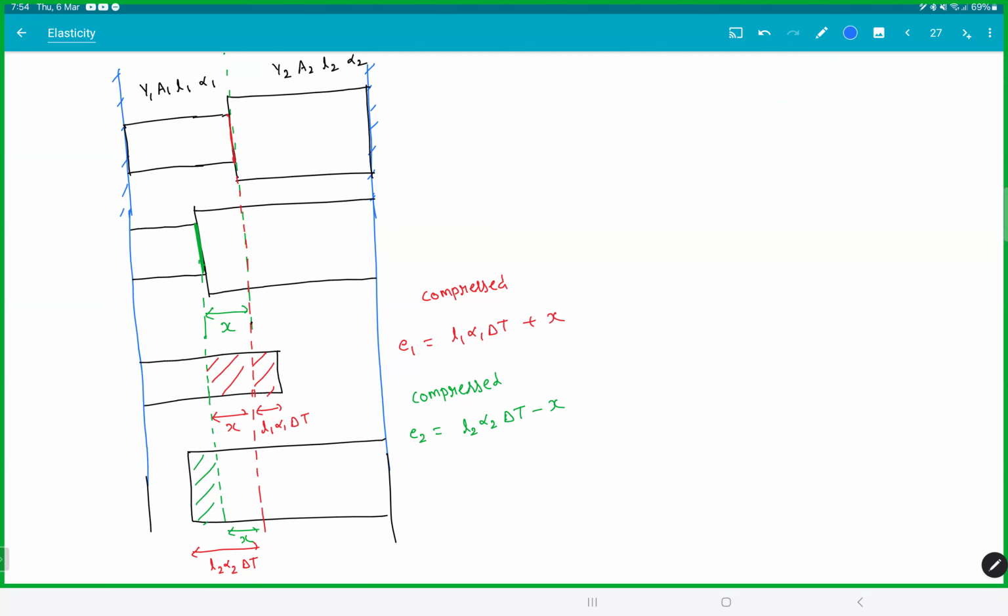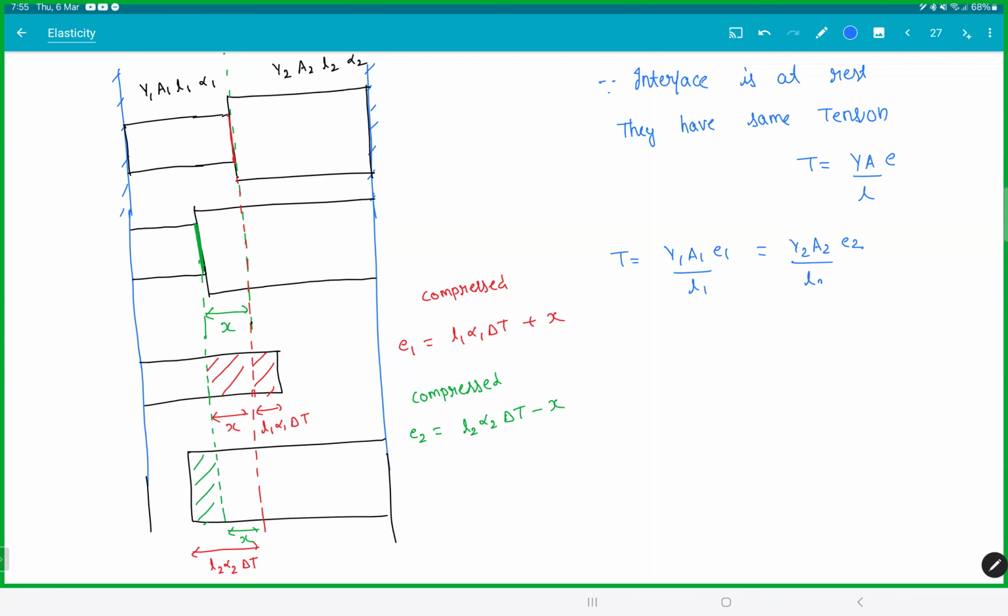So what is same in both the rods? Same tension. Why? The interface is at rest. Since interface is at rest, they should have same tension. And we know the formula, tension is equal to YAE by L. So this will be Y1 A1 E1 by L1 must be equal to Y2 A2 E2 by L2. The most common mistake what people do, they always try to measure it from the initial length. Don't do that. You should always measure it from the new natural length.